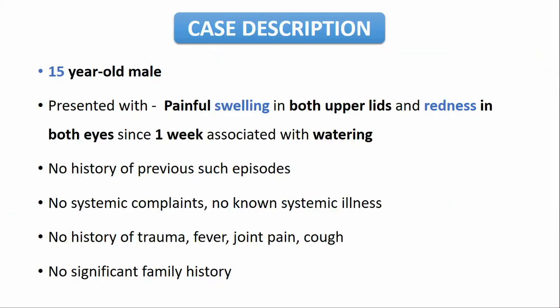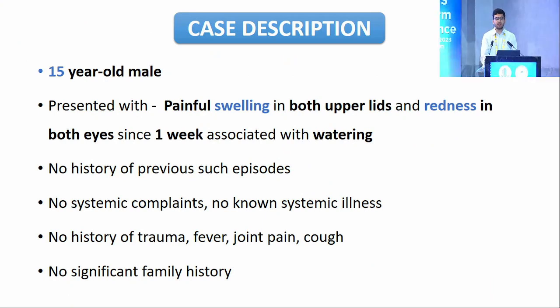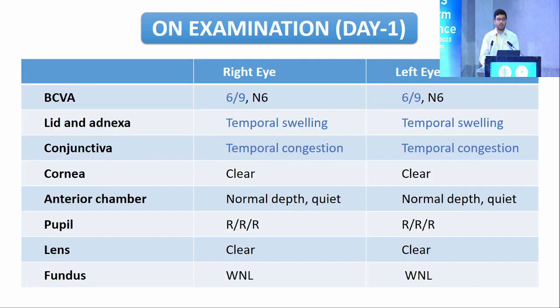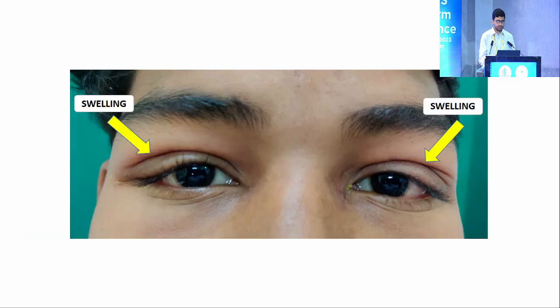A 15-year-old male presented with painful swelling in both upper eyelids and redness in both eyes for one week. There was no history of any such previous episodes, no systemic complaints or illnesses, no history of trauma, fever, joint pain or cough, and no significant family history. His best corrected visual acuity in the right eye was 6/9 and the left eye was 6/9. There was temporal swelling and temporal congestion present in both eyes, and all other findings were normal.